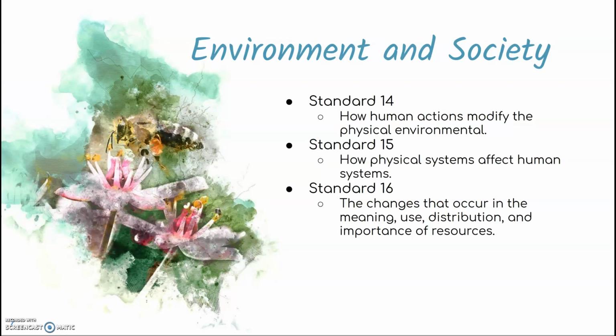Tying into human systems is environment and society, which overlaps with the human settlements and their impacts on the environment with standard 14. And then standard 15, how the physical systems affect human systems. It talks about how physical systems affect human activity, influences, and constraints.